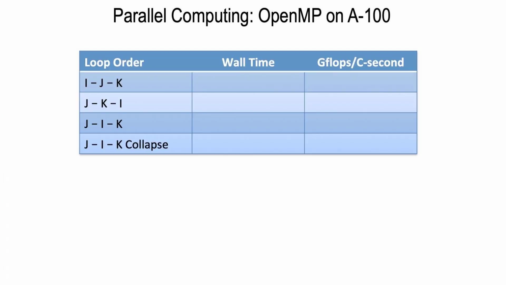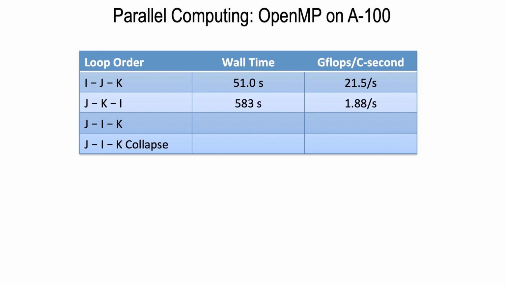We can summarize our findings in a table format, showcasing the impact of different loop orders on performance and wall time. Using the loop order IJK, we observed a wall time of about 51 seconds and a performance of approximately 22 gigaflops.